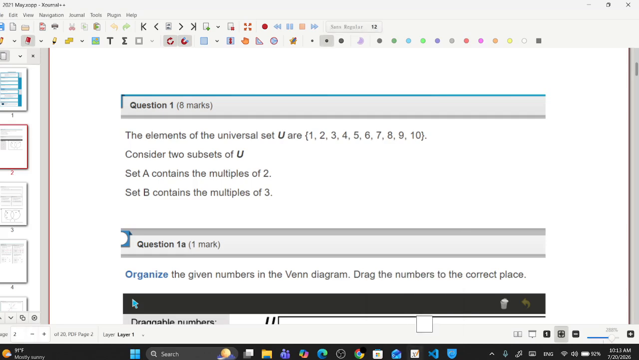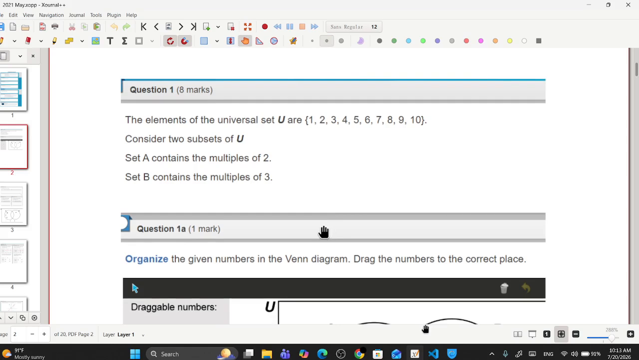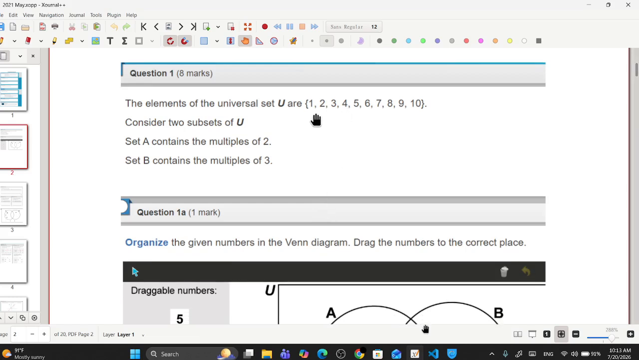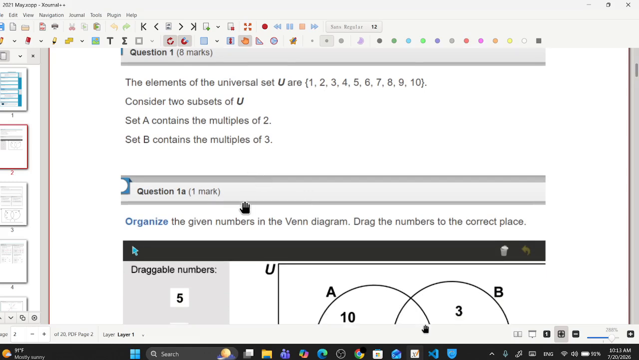Alright, so let's solve the May 2021 past paper. It's a blend of very complex concepts and some easy ones as well. So let's solve this one. The elements of the universal set U are the integers from 1 till 10. Consider two subsets of U.